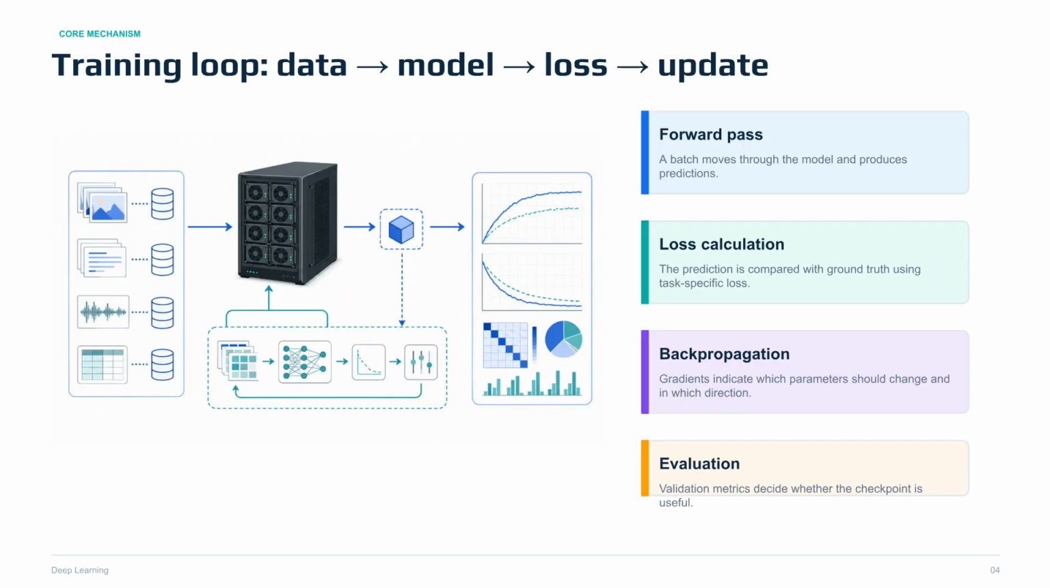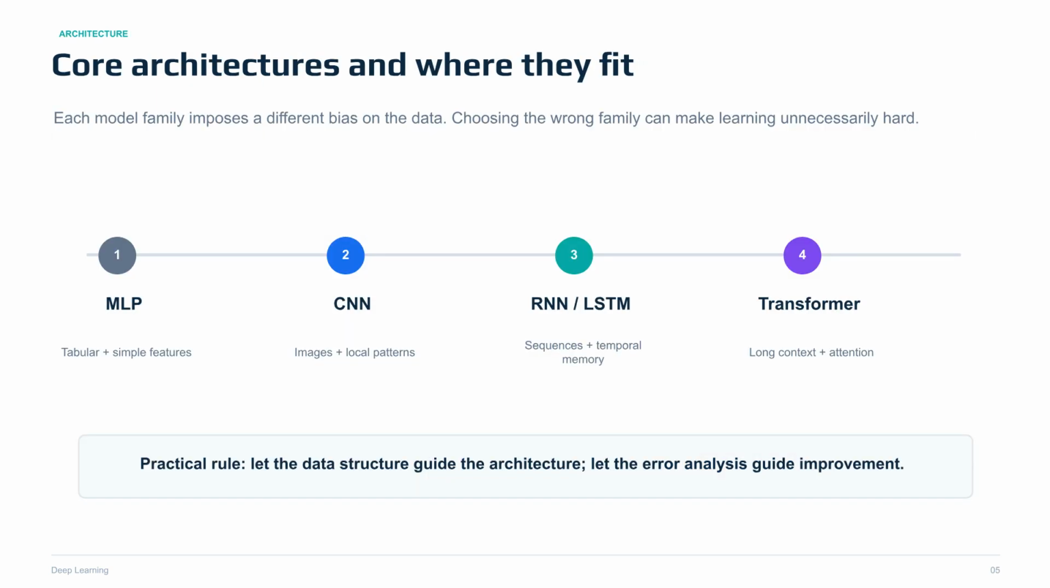The core mechanism is the training loop. It is a cycle of passing data through the model, calculating the loss, performing backpropagation to find gradients, and updating parameters. Next, we consider architectures. Each model family imposes a specific bias on the data. Choosing the right one is essential, because the wrong architecture makes learning unnecessarily difficult.